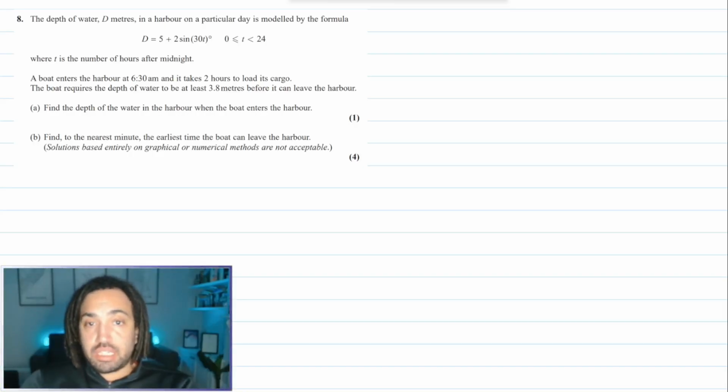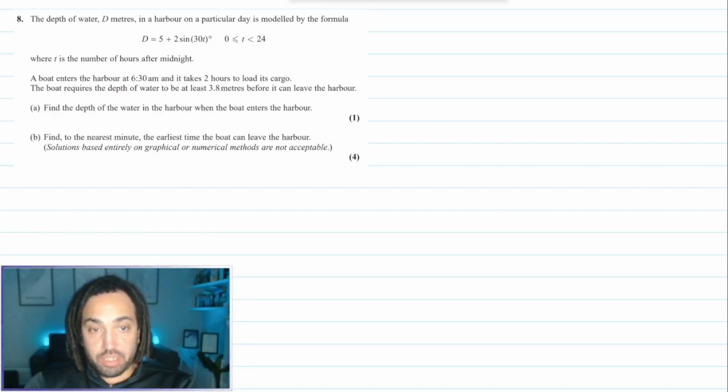Question 8, and we have a harbour, and there's a depth of water given by that formula. The boat enters the harbour at 6:30 AM and it takes 2 hours to load its cargo. The boat requires the depth of the water to be at least 3.8 meters before it can leave the harbour. Find the depth of the water in the harbour when the boat enters the harbour.